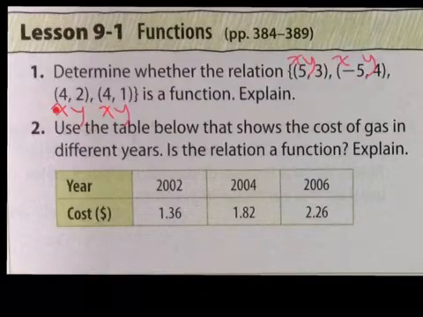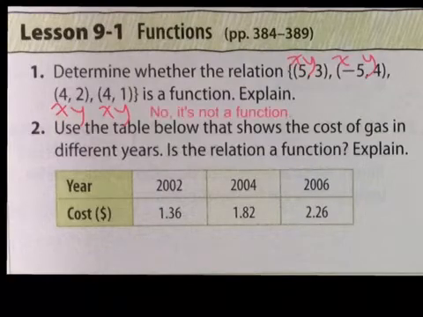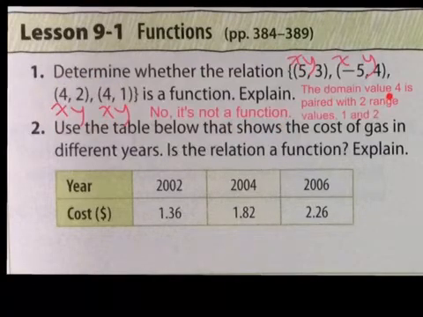But then when we look here, we see x is 4, and over here 4 again. It's being assigned two ranges. The domain of 4 has 2 and 4 has 1. This cannot work. You cannot graph something like this. So, no, it's not a function. Well, why not? Remember what I just said. The domain value 4 is paired with two range values. It's paired with 2 and 1. Please copy this down.